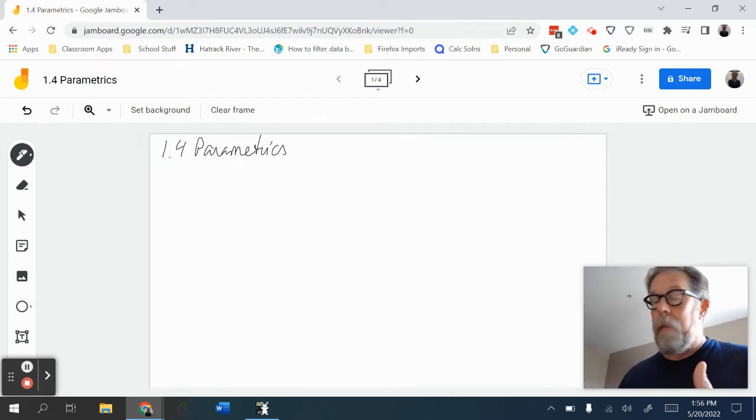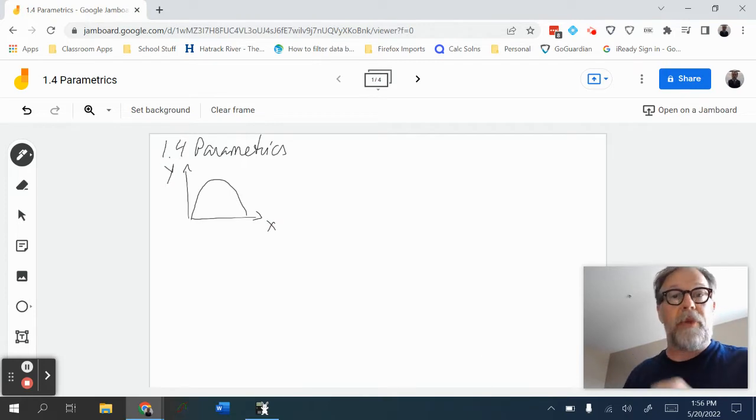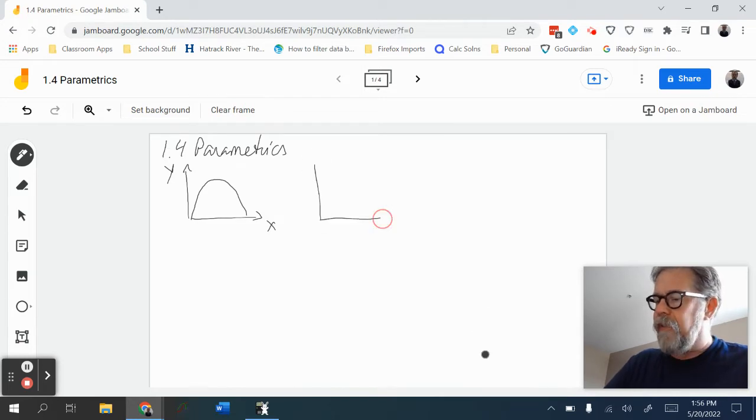So, what is parametrics? Why do we need it? Well, first of all, if we think about a graph of x versus y, this doesn't necessarily tell us what's happening with respect to time. We can't really see it happening. We could graph the height of, for example, a projectile with respect to time. And when we did, we would see that the projectile went up and then it went back down again.